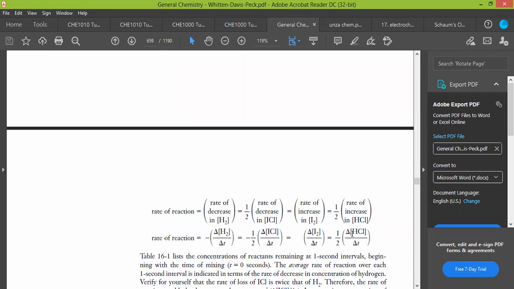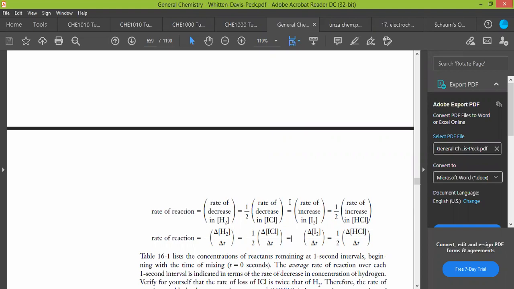Meaning, if you know the change of any one of these, you can use it to find the rate of any one of these particular reactions. So if you are comparing between this one and this one, all you have to do is get this and equate it to that, and then further go on with your calculations. That is what the rate actually is. Now, this is just you describing what the rate of the reaction is.